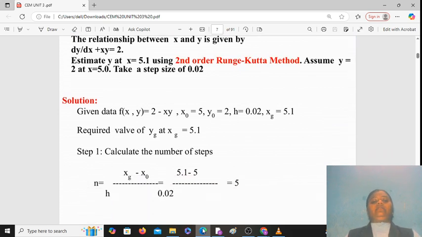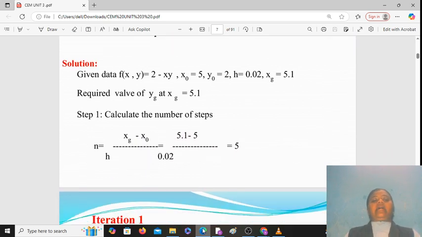The given data: f(x, y) = 2 - xy, x0 = 5, y0 = 2, h = 0.02 and xg = 5.1. The required value is yg at xg = 5.1.